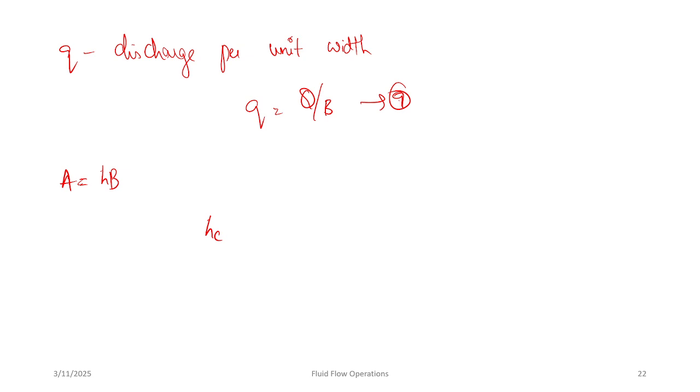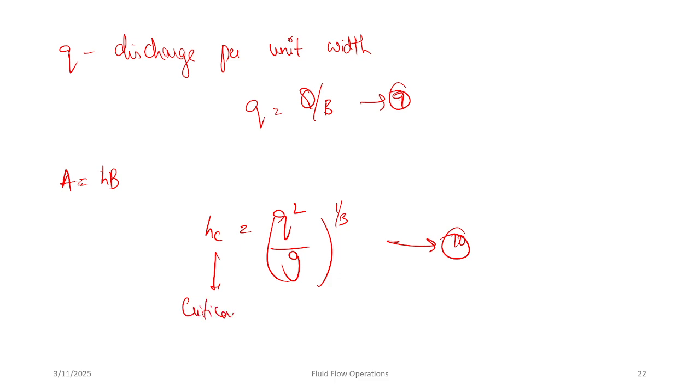So the critical depth HC makes the specific energy minimum, and that location can be identified as HC is equal to q square by G, power 1 by 3. Okay, this is equation number 10. So where HC is the critical depth, which makes specific energy minimum. Okay.